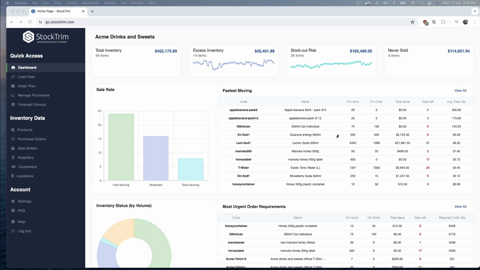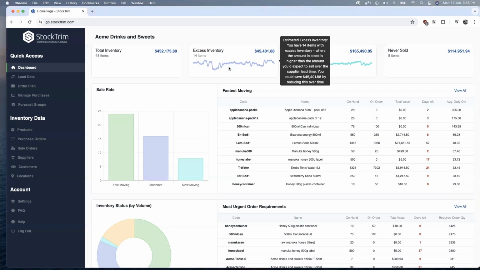Once you've got your data loaded, you can see the first two as tiles at the top of the dashboard. In this simple demo account, you can see over time you can save this amount of working capital if you only place the orders when they are required.